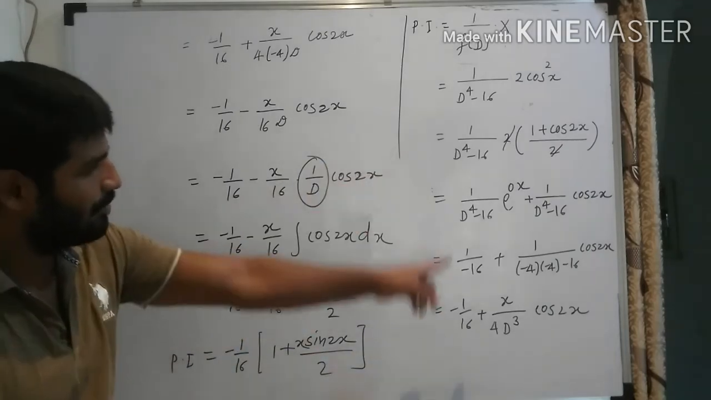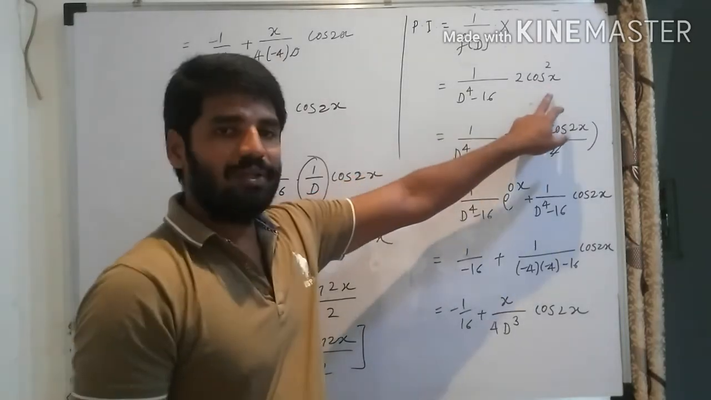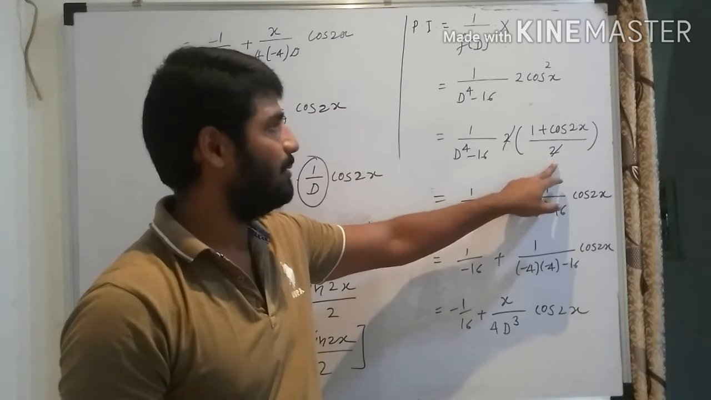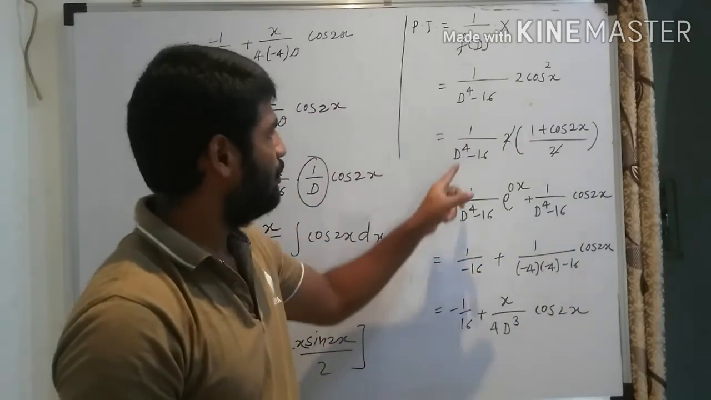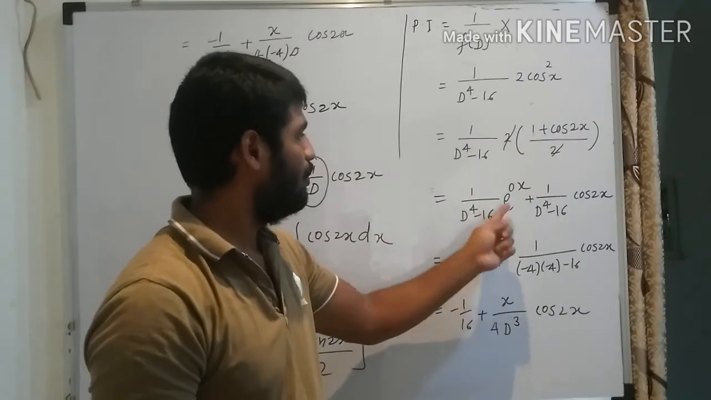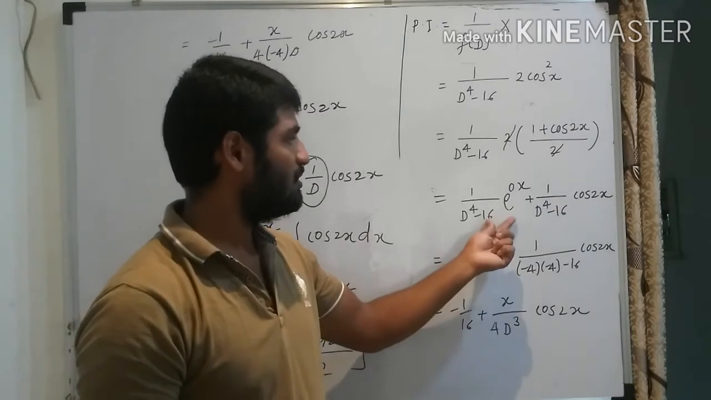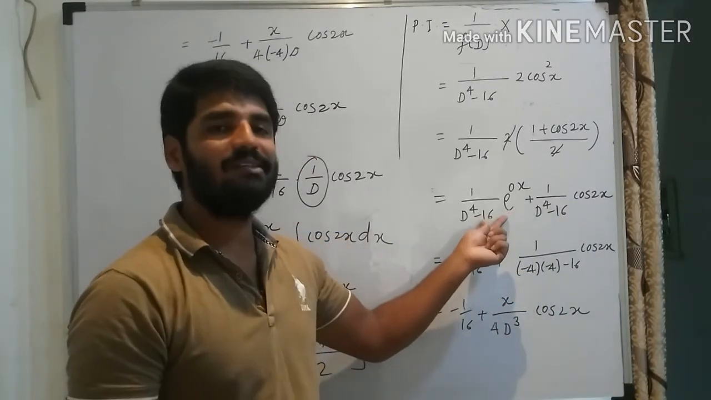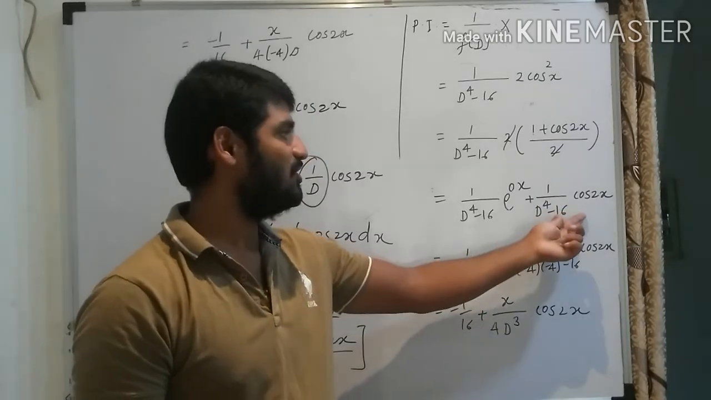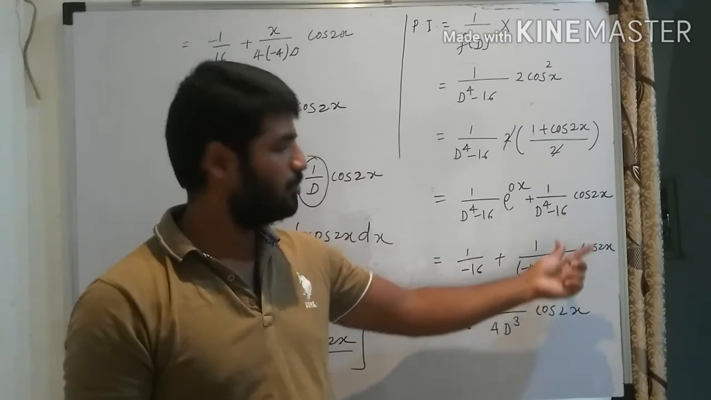So see once again, think about how to find a particular integral for this function. Here cos square is provided to you. In that step, we have to use the formula for cos square, that is 1 plus cos 2x divided by 2. Here 2 will get cancelled. After that, we have to separate this 1 upon f of d on each term, 1 and cos 2x. So here 1 can be written as e raised to 0x, and cos 2x as it is. Now here is the exponential case and here is the trigonometric case. So in the exponential case, replace d by a. So replace d by 0, we get 1 upon minus 16, and in the other case we have to replace d square by minus 4. So if we replace d square by minus 4, we get 0 here.